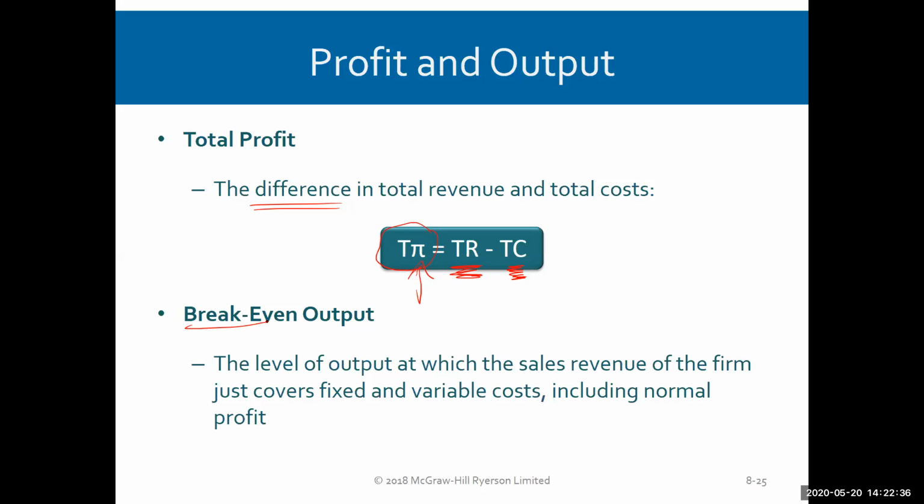Break-even output. If I was to ask everyone, what's a break-even output? Well, output is a quantity. So what's a break-even quantity? What are you doing when you're breaking even? Well, you're not making any extra profits, but not making any big losses. So your sales revenue is just covering your fixed and variable costs. So you pretty much are breaking even. And that includes your normal profit or your opportunity costs. You're covering that as well. So a break-even output is where your economic profit is actually zero.